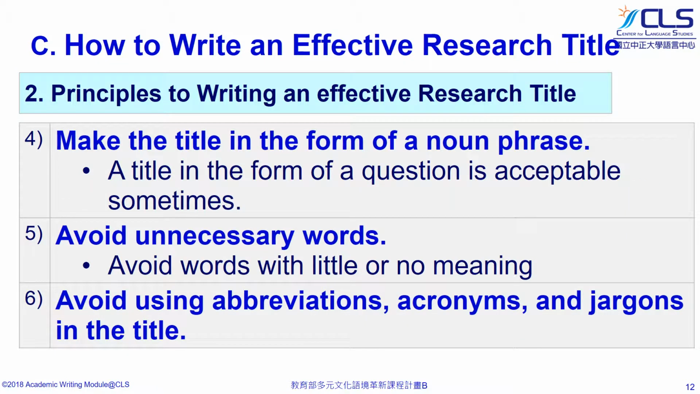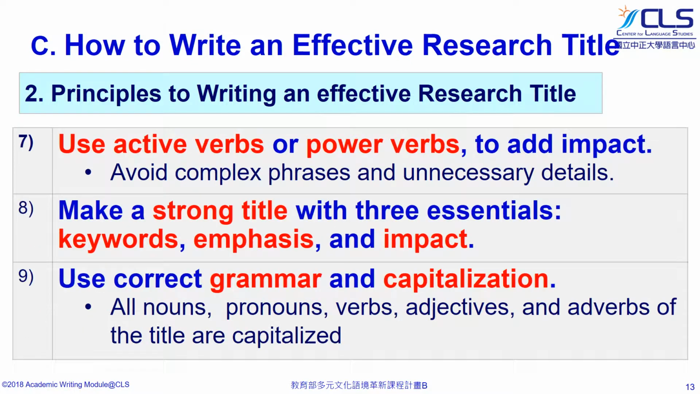Let's move on to the fourth principle. Make the title in the form of a noun phrase or a question form. The other two principles are to avoid unnecessary words and avoid using abbreviations, acronyms, and jargon in the title. The seventh principle is to use active verbs to add impact in the title. Another principle is to make sure that we make a strong title with three essentials: keywords, emphasis, and impact. The last principle is to make sure that we use correct grammar and capitalization in a research title.